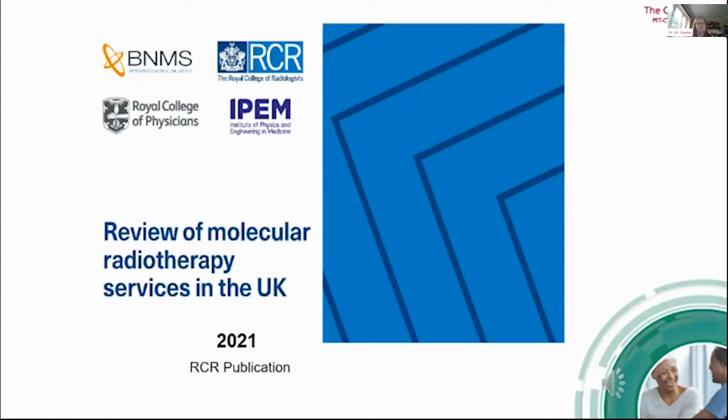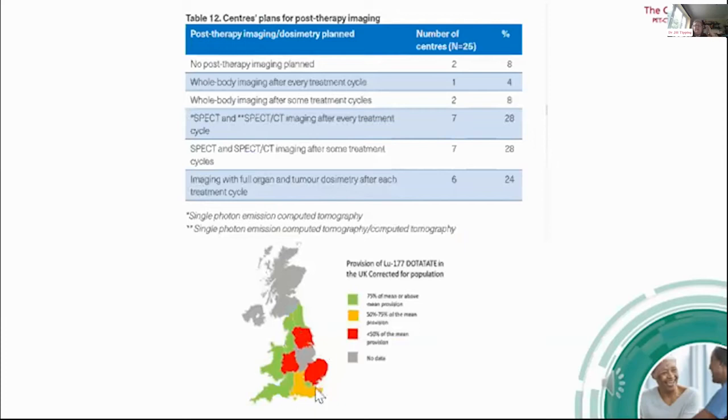So within this report, you can see the large geographical variation in the availability of facilities to deliver PRRT across the UK. In the table above, this was looking at the number of centres, of which 49 responded, and only 7 of those were able to deliver SPECT or SPECT/CT imaging after every treatment cycle. And only 6 of them were able to deliver dosimetry after each treatment cycle. So clearly, there is still a long way to go with being able to have routine dosimetry available for PRRT.